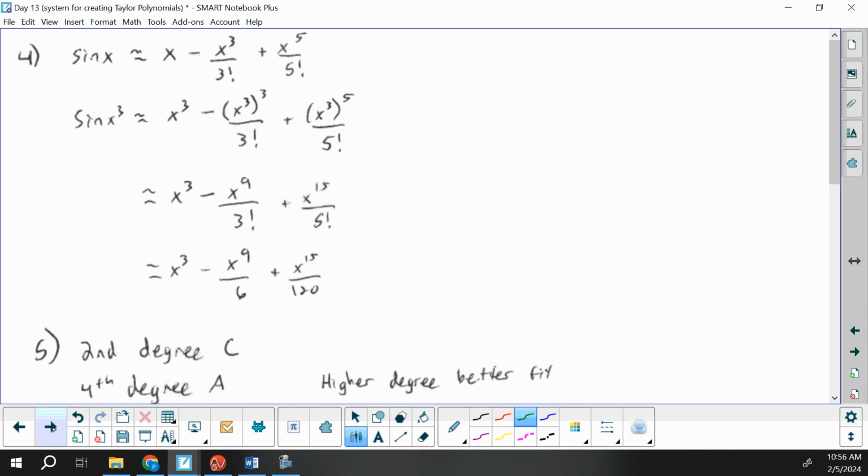Going over to 4, we wanted to find a 15th degree for sine x cubed. So put x cubed into our sine x and neaten it up. And we end up getting this here.